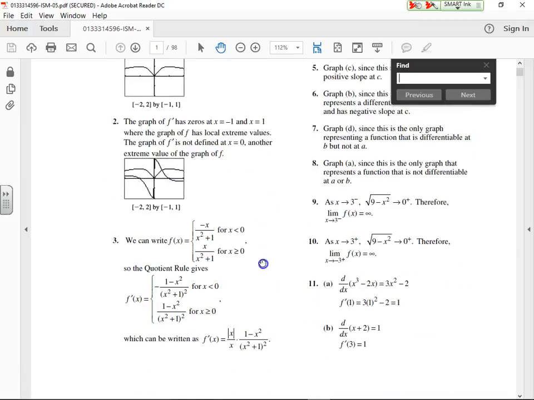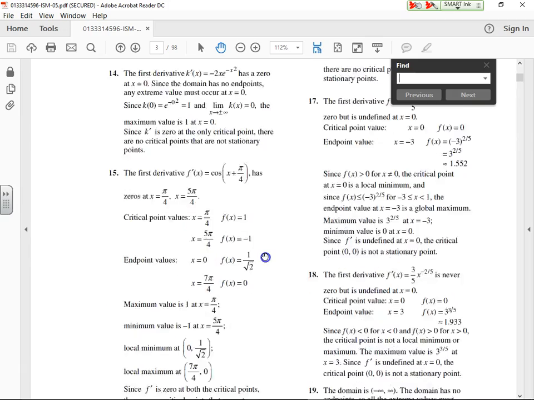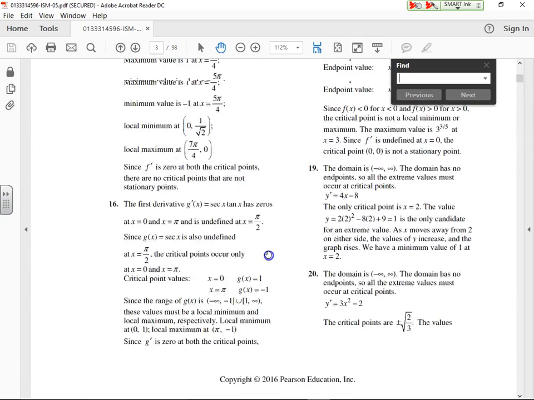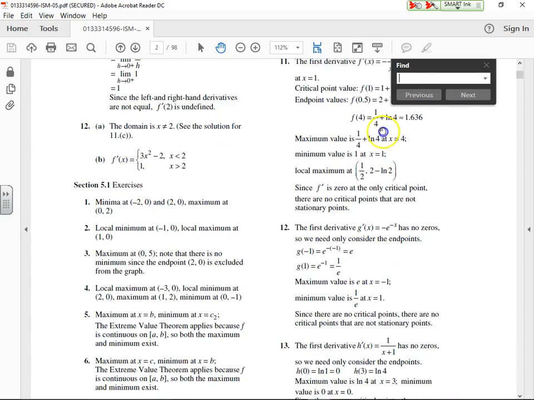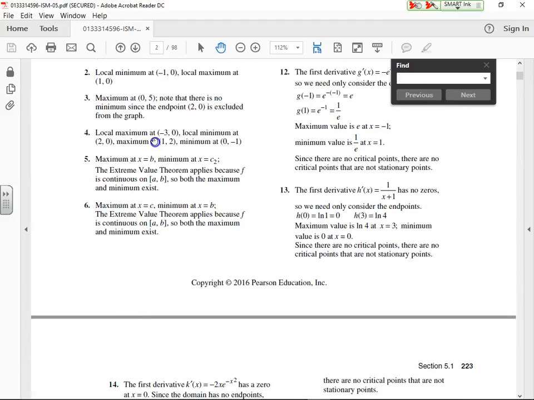5.1, what was our first even? Let me get to the exercises really quickly. Uh-oh, did I already pass it? There it is. Okay, number 4. 4 has a local max at negative 3, 0, local min at 2, 0, maximum at 1, 2, and minimum, which means absolute, right? If they're not saying local or relative, at 0, negative 1.